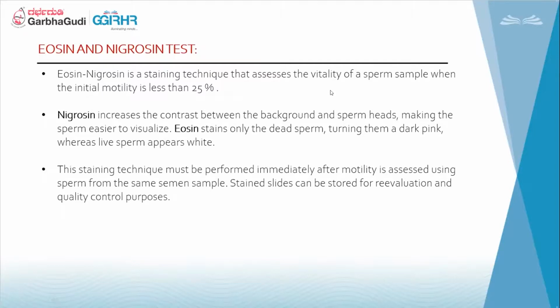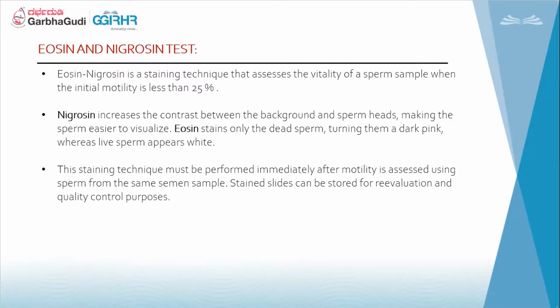So EOSIN NIGROSIN is a staining technique that assesses the vitality of a sperm sample when the initial motility is less than 25%. I hope the HOS test is clear with you people. Yes, ma'am.